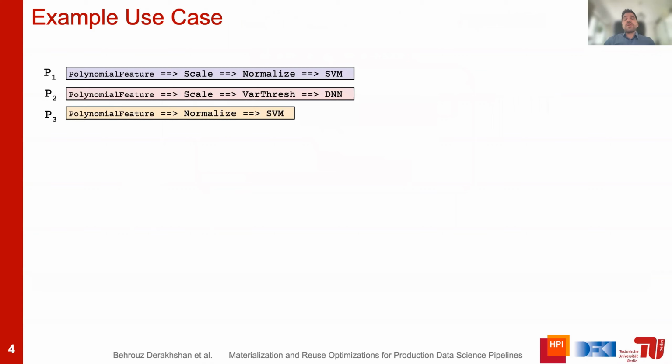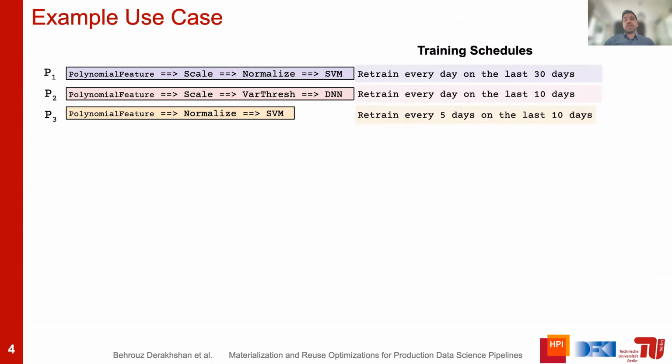Let's start with a concrete example. Suppose we have the following three pipelines. To ensure the pipelines stay up to date, every pipeline is accompanied by a training schedule. P1 is retrained every day on the last 30 days. P2 is retrained every day on the last 10 days. And P3 is retrained every 5 days on the last 10 days.